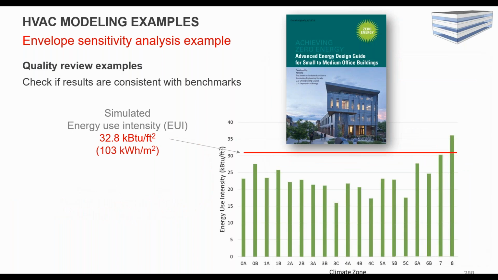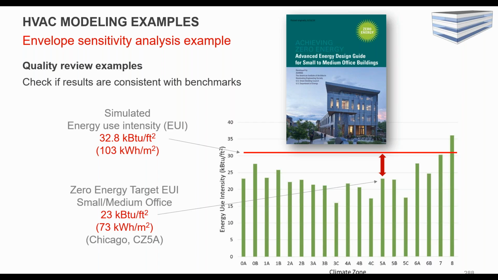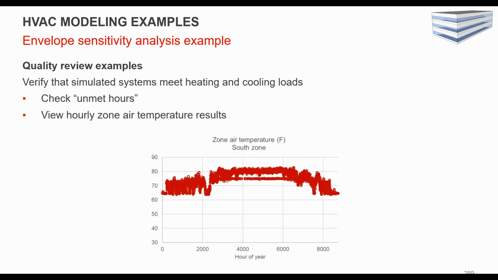Again, you can also go look at the AEDGs. So for small to medium office, it'll give you the zero energy ones and the 50% reduced ones, but it gives you an idea of where you've simulated compared to the benchmark from that guideline in different climate zones. So it's just another way to check if your performance is in line with what the data says from other buildings. This one ends up with 23 for a specific location in Chicago. And so we're a little bit higher than that, at 33, but it's a good reference point as well.